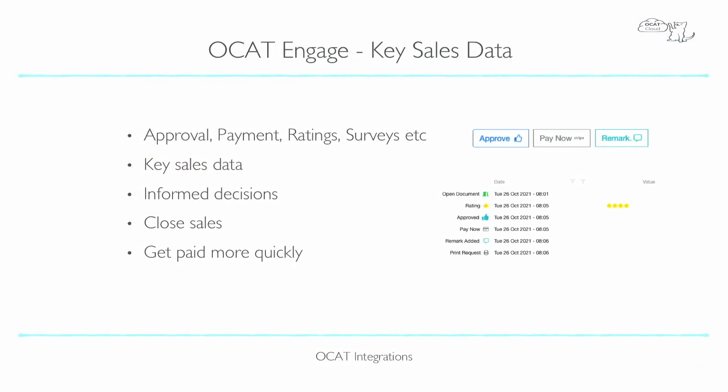So OCAT Engage enables approval, payment, and ratings. It gives you key sales data to make informed decisions to close sales and get paid more quickly.